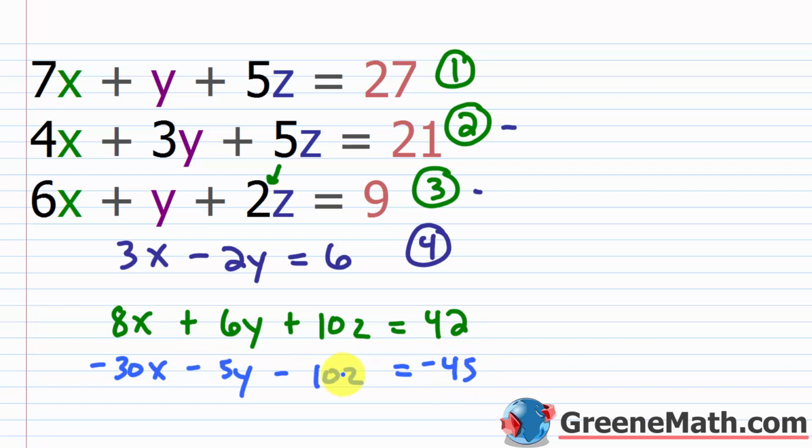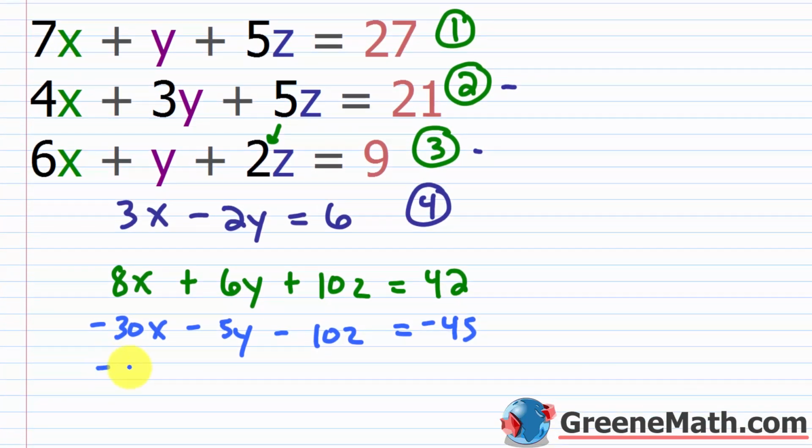Okay, so let's add the left sides together. Set this equal to the sum of the right sides. So 8x minus 30x is going to give me -22x. 6y minus 5y is plus y. And then we know this is going to cancel. And this equals 42 minus 45, which is -3.